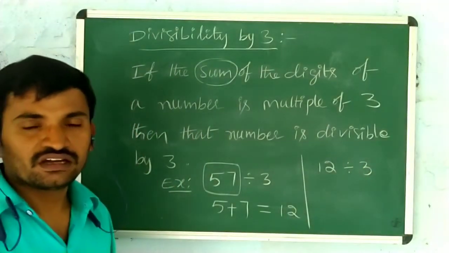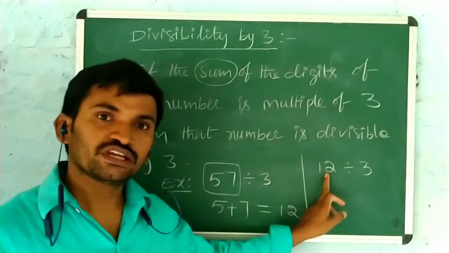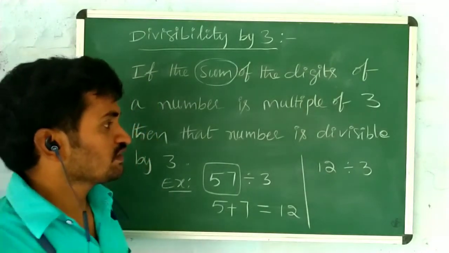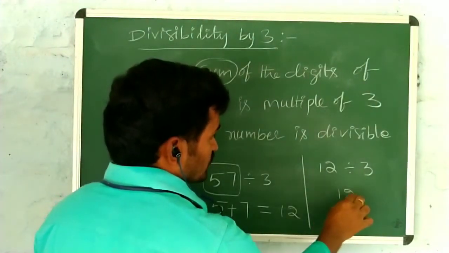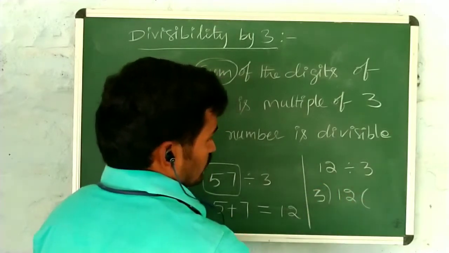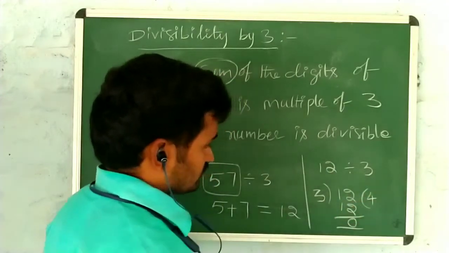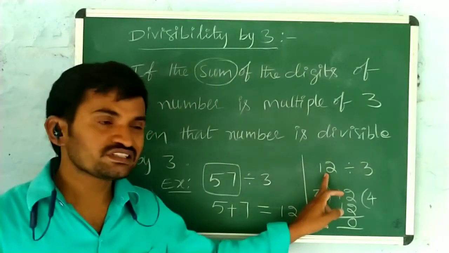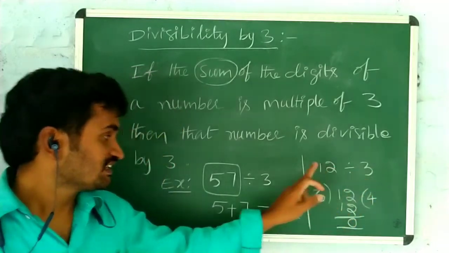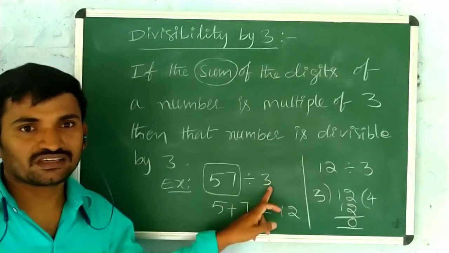We can see 12 in the 3 table. 3 1s are 3, 3 2s are 6, 3 3s are 9, 3 4s are 12. The remainder is 0. See, here 12 is divisible by 3. Then that number 57 is also divisible by 3.